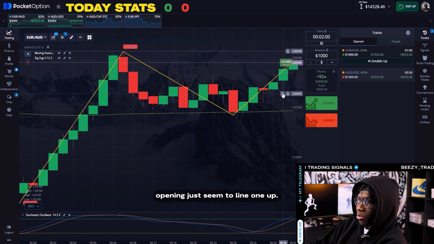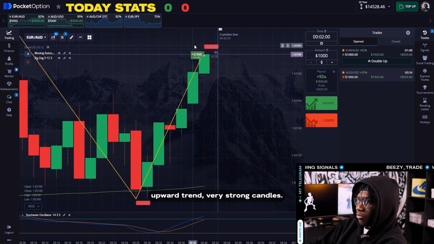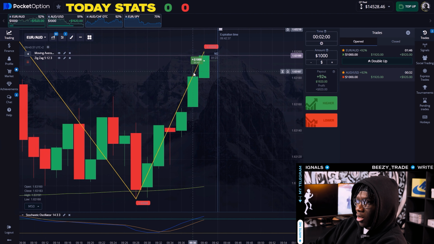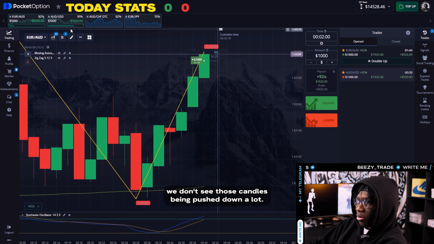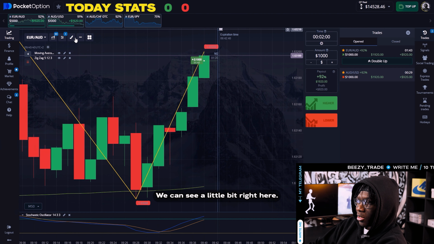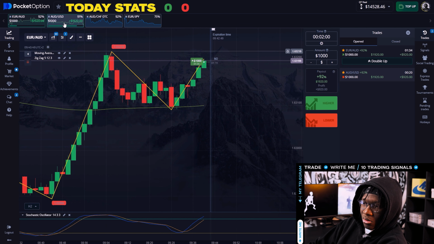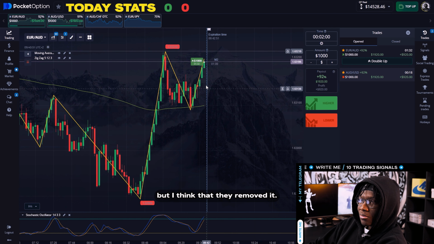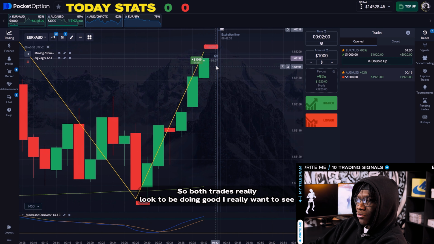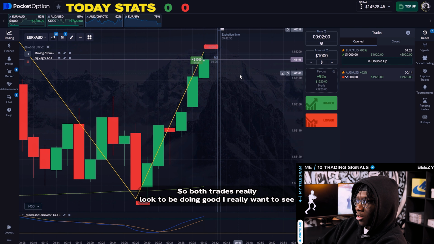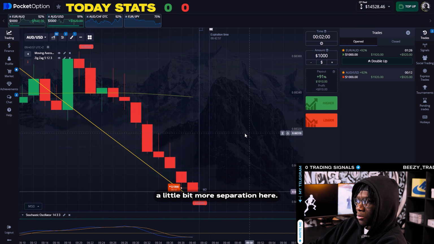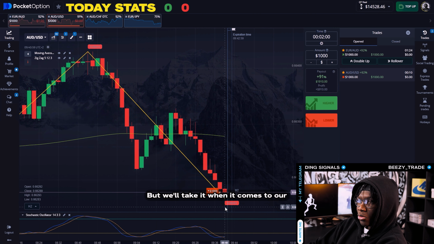Everything just seemed aligned. We're in an upward trend, very strong candles. We don't see those candles being pushed down a lot. We can see a little bit right here. Let me try to point that out a little bit clearer. There used to be a trend line you could use here, but I think they removed it. All right, so both trades really look to be doing good. I really want to see a little bit more separation here, but we'll take it.